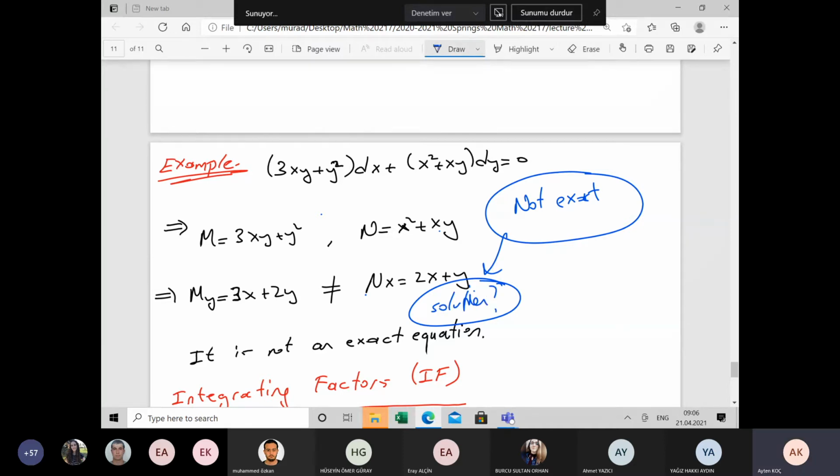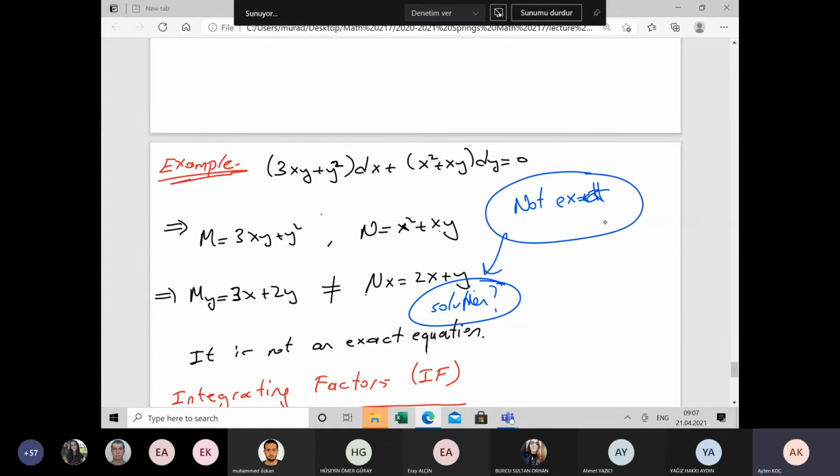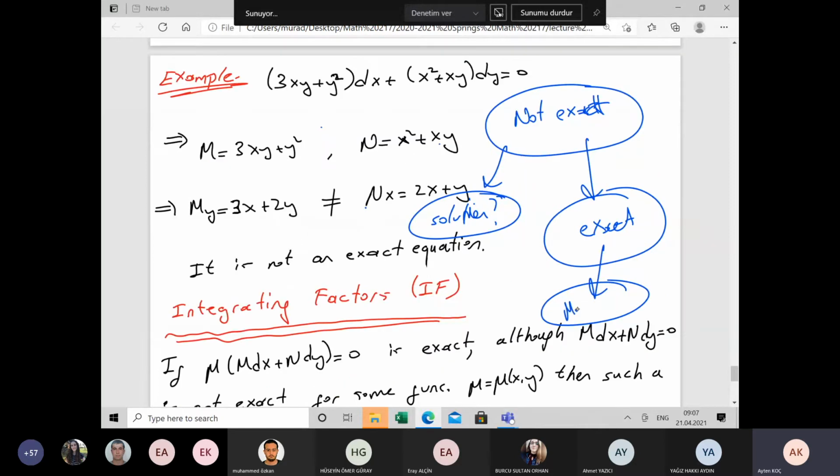Our aim is to solve this equation, but this equation is not exact. So maybe we can transform this equation into an exact equation, and then we know how to solve this exact equation using this method. We know that exact means M sub y is equal to N sub x.